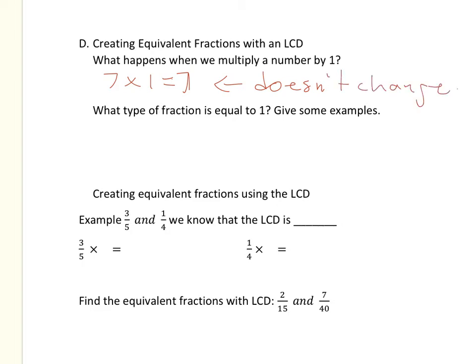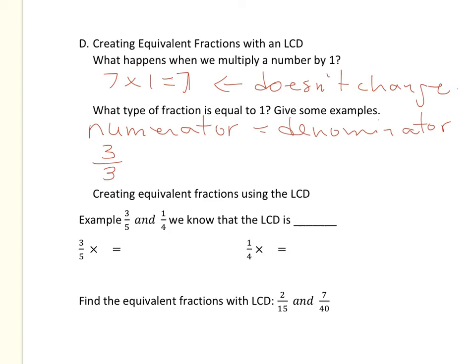Okay? And then the second piece that we need to think about is what type of fraction is equal to 1. So what kind of fraction is equal to 1? And that's going to be the type of fraction where your numerator is equal to your denominator. So if you have a fraction like 3/3, the numerator and denominator are both 3.